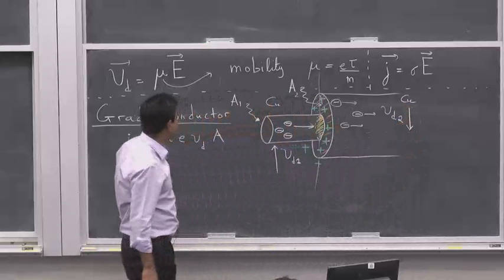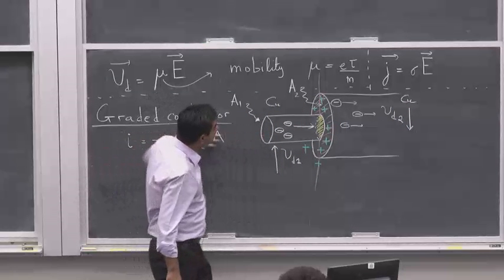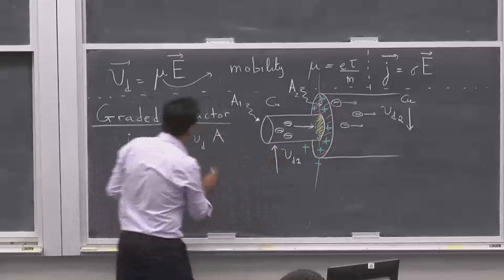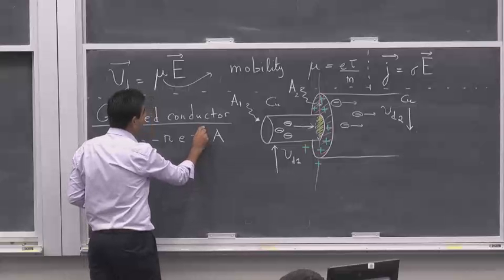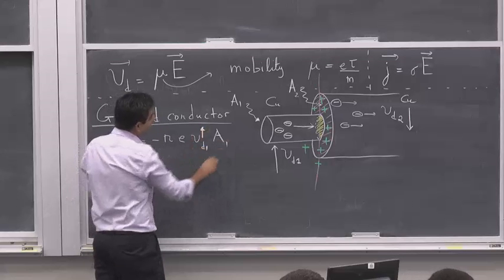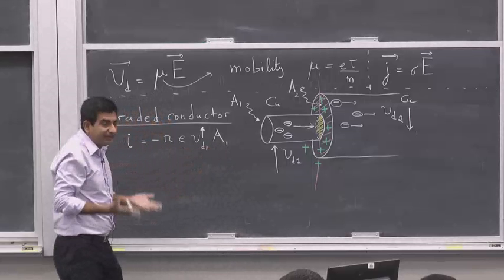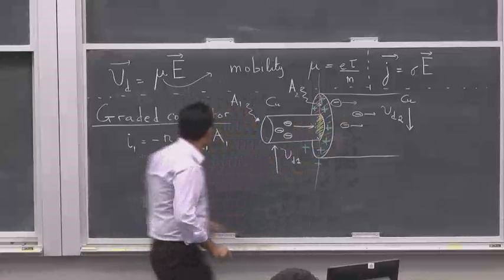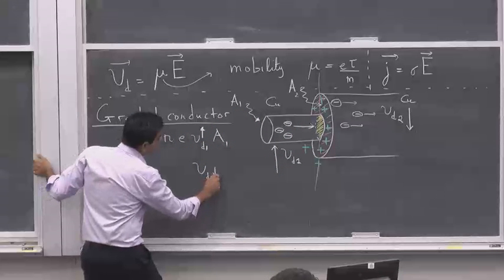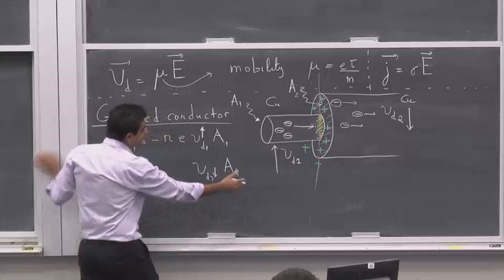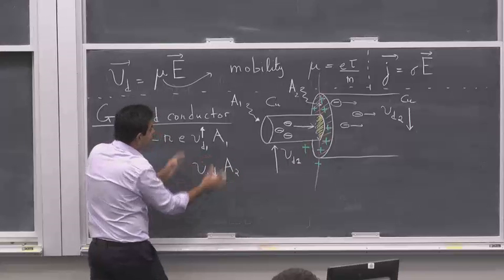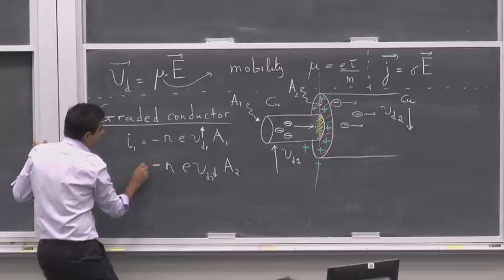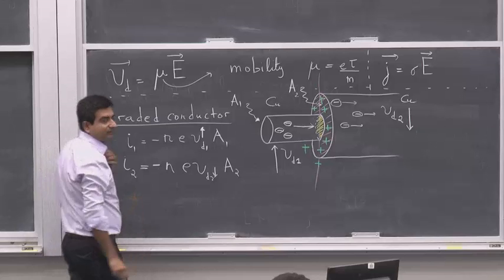Eventually what's going to happen is that the current that comes in is going to be the same as the current that goes out. This means that in this region the drift velocity goes up such that this product VD1A1 increases. So this is the current I1 in this region, and in this region the drift velocity VD2 goes down such that this product goes down. A2, remember, is larger. So this product goes down whereas this product goes up such that I2 becomes equal to I1.